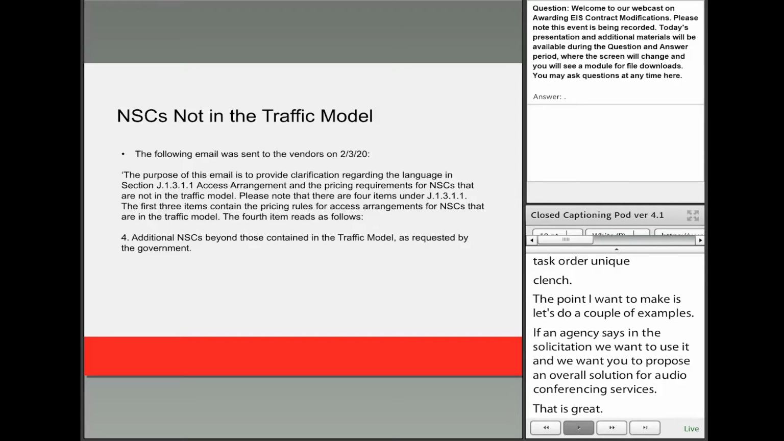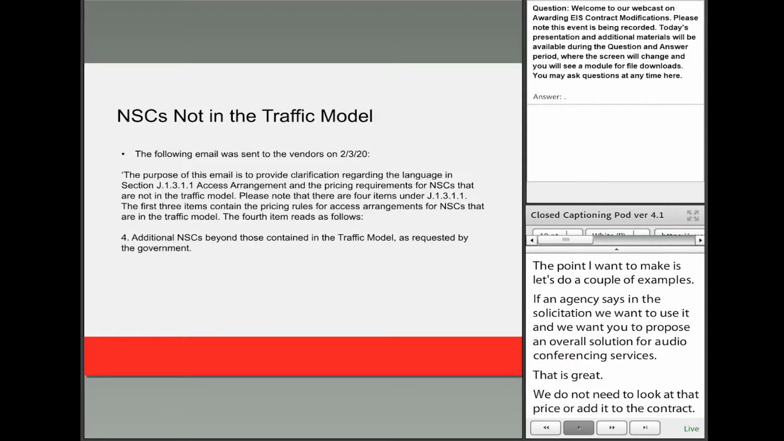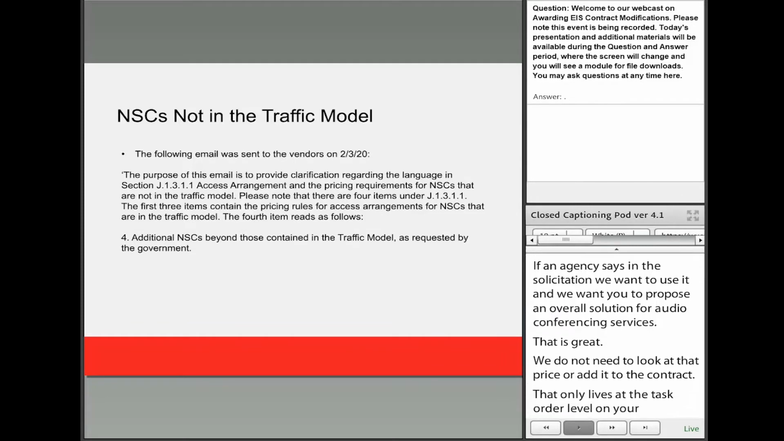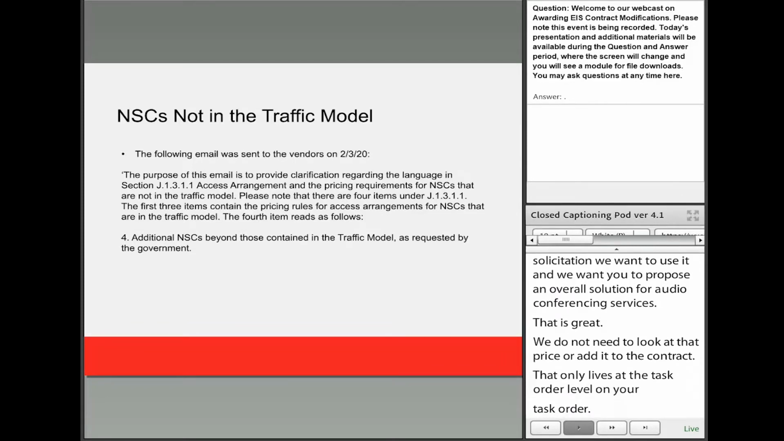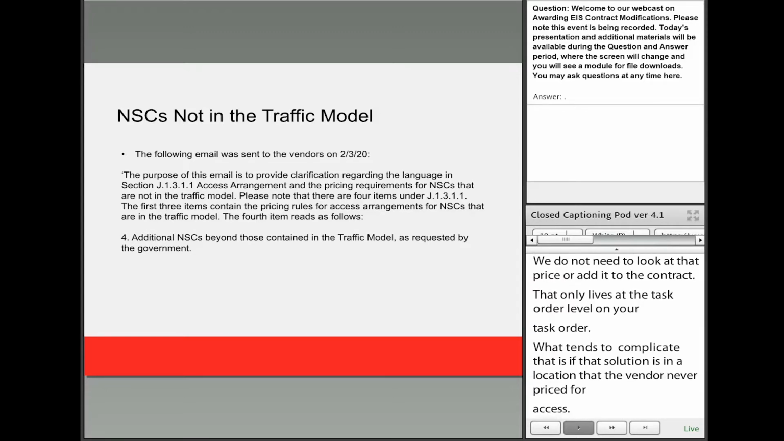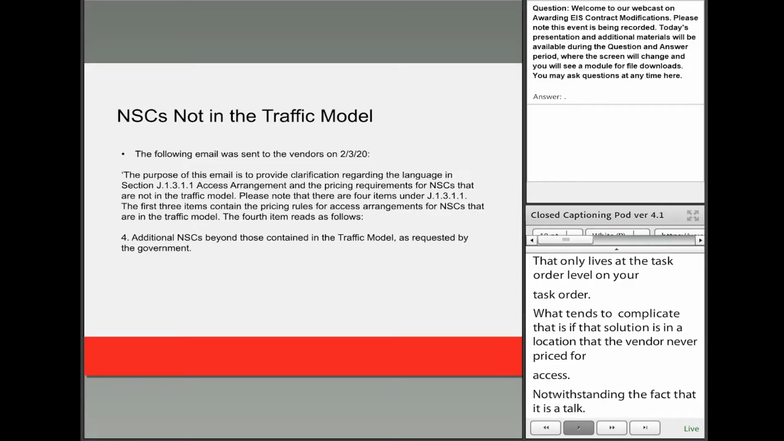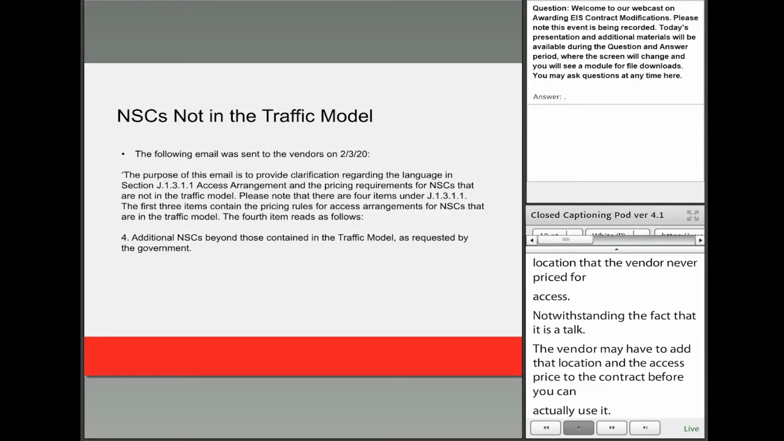But what tends to complicate that is if that solution is in a location that the vendor never priced for access. So notwithstanding the fact that it's a TUC, the vendor may have to add that location and the access CLIN and price to the contract before you can actually use the TUC. And if there are any questions on what I just said, feel free to ask. I believe Chris Robinson, who is helping us on the technical end, type them in and send them to me.